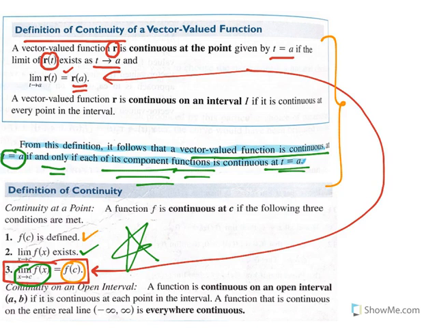In the next section, we will be finding derivatives of vector-valued functions, and how will we do that? On a component-by-component basis. We will also be finding definite integrals of vector-valued functions, and how will we do that? On a component-by-component basis. So let's take a look at an example for continuity of a vector-valued function.